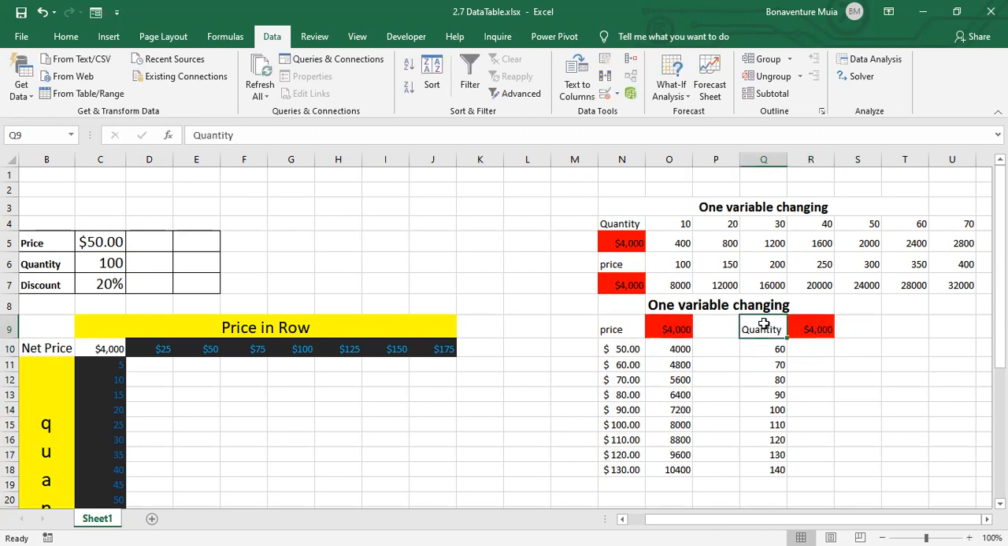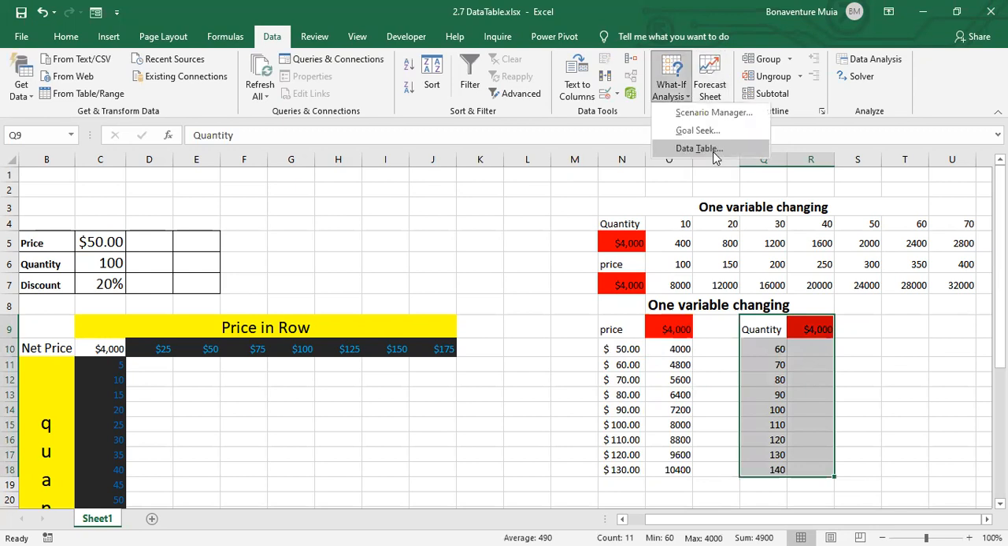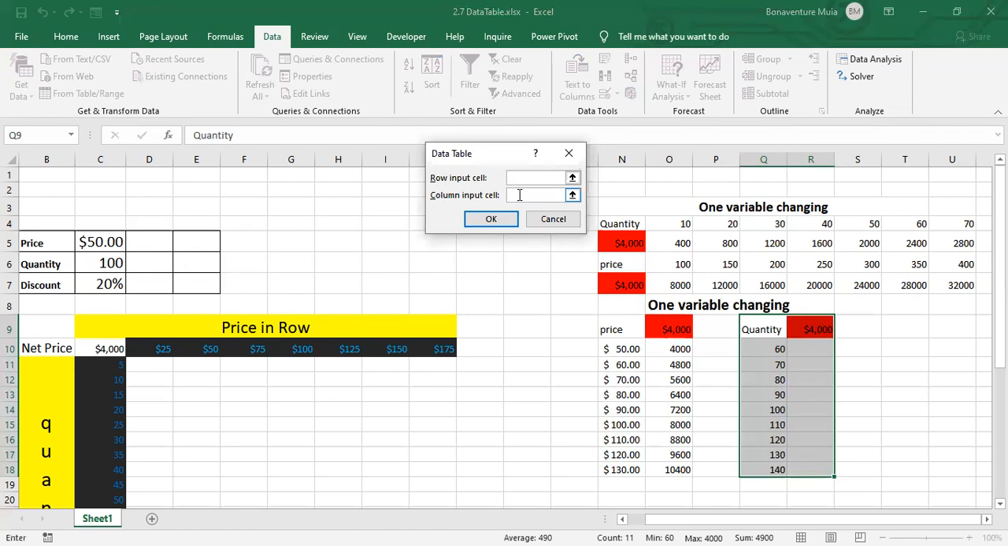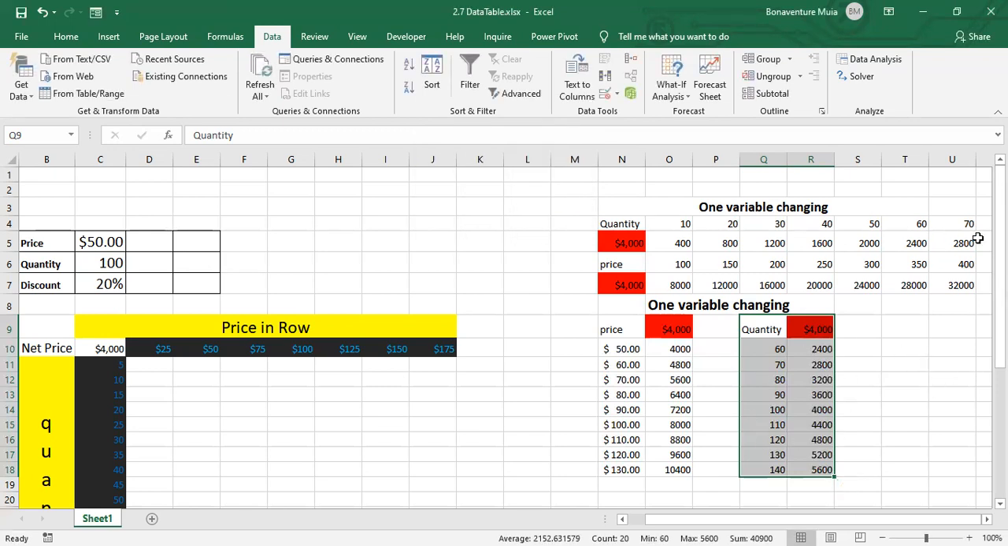So let me just use that. What we want to do here is try to see if you can get the net price with quantity changing along the column. So we highlight all that. Go to data table. Under the what if analysis, we have a column input cell. The column input cell is the quantity. We have the quantity, and you can see everything is working perfectly so well.